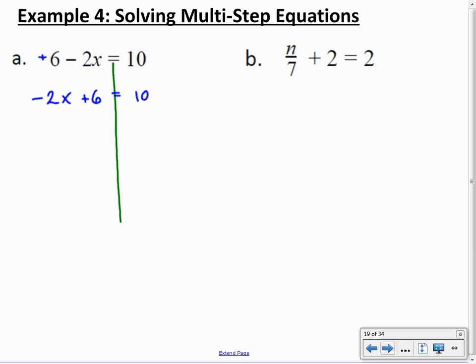Now we're ready to isolate our variable, which is x. And remember, we want to undo any addition and subtraction first. Now, please remember, the minus that's in front of the 2x, that's a negative 2 that's being multiplied by x, so that doesn't count as subtraction. We want to get rid of the plus 6 first because 6 is being added to x. So we need to start by subtracting 6 from both sides.